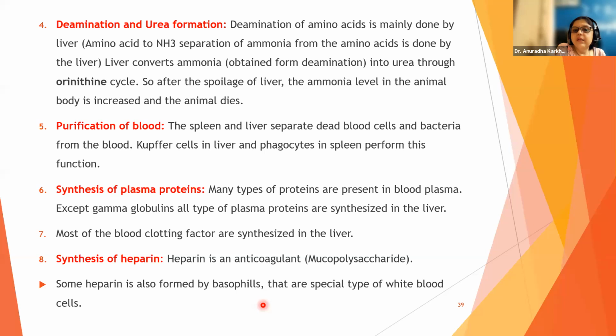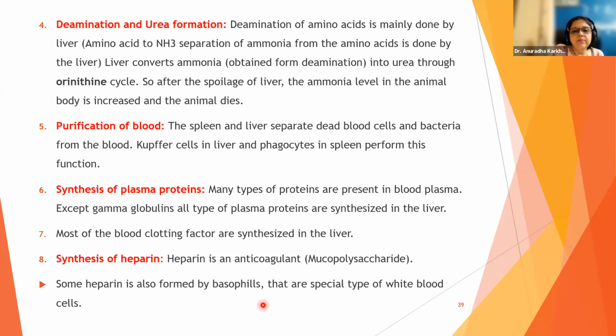Synthesis of plasma protein. Many types of proteins are present in the blood plasma. Except gamma globulins, all types of plasma proteins are synthesized in the liver. So imagine all types of plasma proteins are going to be synthesized in the liver itself. Most of the blood clotting factors are synthesized in the liver. So whenever we have a cut, a wound, it will clot and the wound will heal. For clotting of the blood, whatever factors are required are also synthesized in the liver.